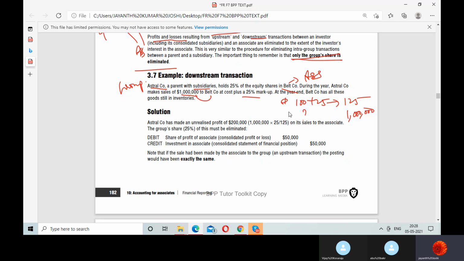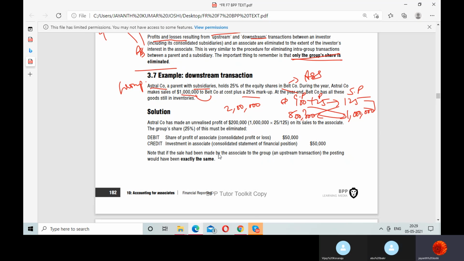$8 lakhs. Okay, so what's the difference in this to the profit? Correct? Cost price, profit, selling price. Selling price के नीचे selling price. How much is the cost price? This is the unitary method. So 2 lakh is the profit. In that, who should get the share? Group.